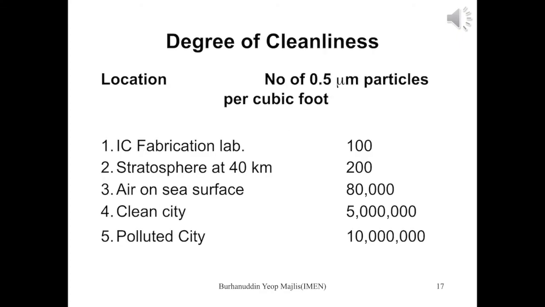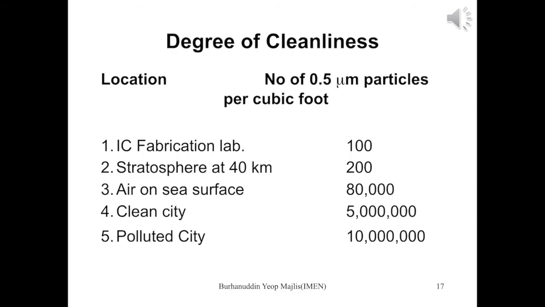To compare the degree of cleanliness based on location, you can see here the number of 0.5 micron particles per cubic foot. In an IC fabrication fab, normally it is class 100, or some less, class 10 or class 1. In the stratosphere at 40 kilometers above sea level, that one is class 200. It's a very clean environment up there, so you could do the fabrication process if you wanted, but we don't have a lab over there. We don't have to make a clean room because the air is already clean.